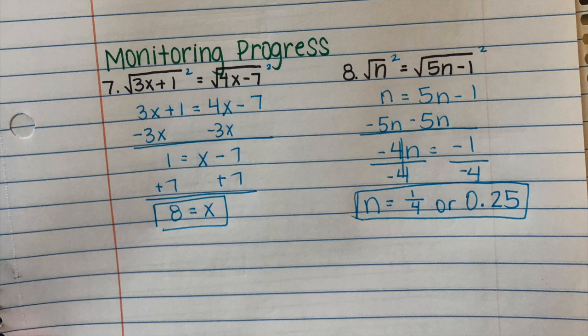In number 7, my solution was x is equal to 8. And in number 8, you could have left the solution as a fraction, so n is equal to 1/4, or if you prefer to write it as a decimal, n is equal to 25 hundredths.